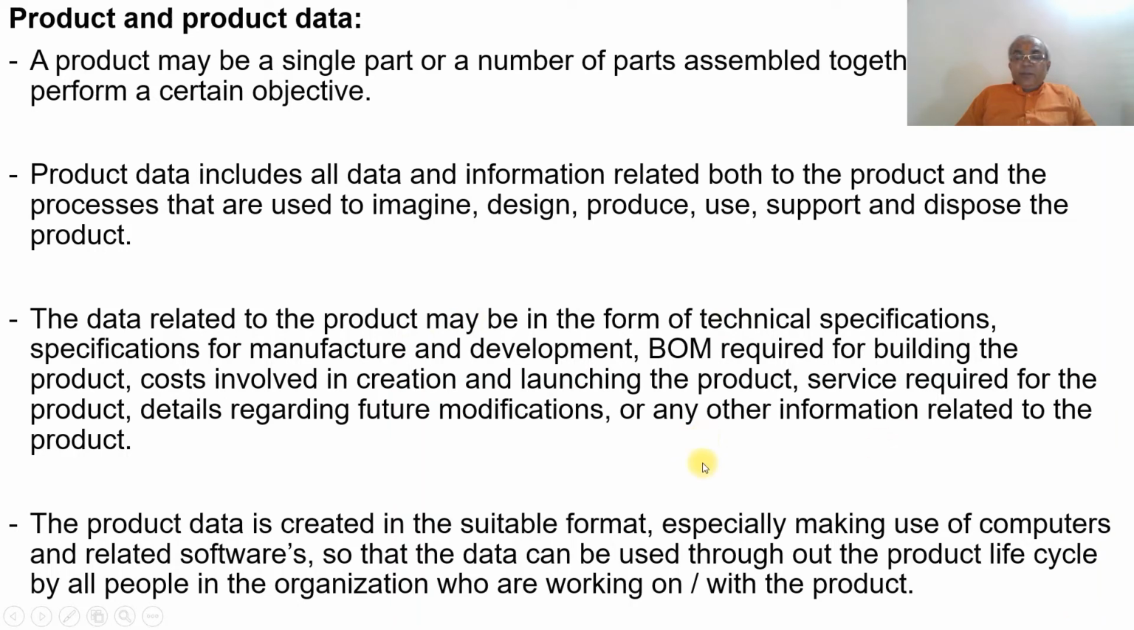Then comes the bill of materials required for building the product. That means once you make the assembly drawing, you will get the list of what materials are involved in the assembly. That is what is called the bill of materials. Costs involved in creation. So that means costs of manufacturing of individual parts, that is done in the planning. And then launching the product. When we should launch the product, and what are the modes in which you can do it. All those data are going to be planned well in advance.